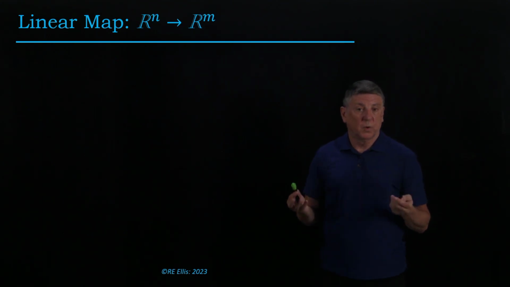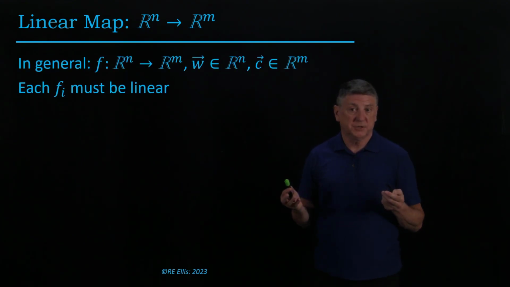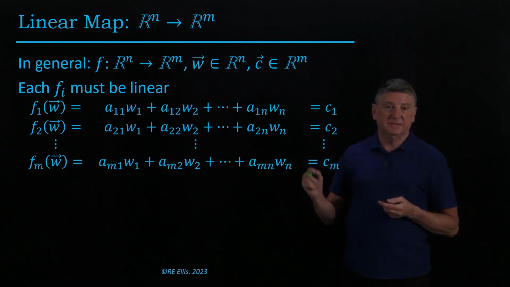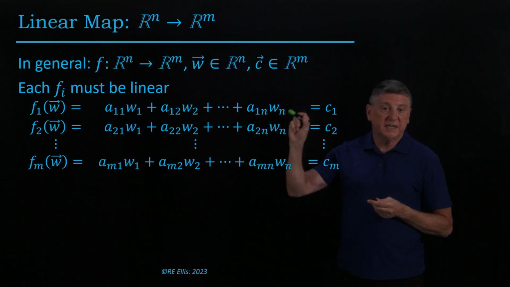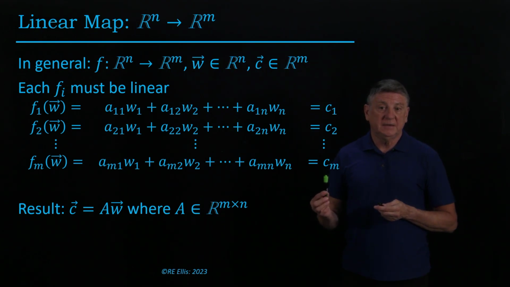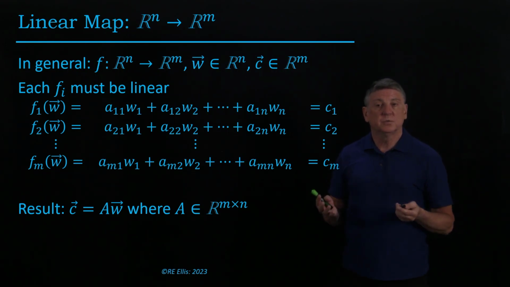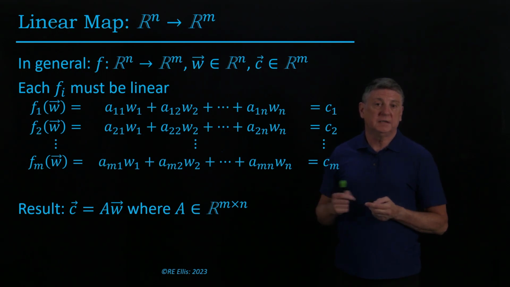Now, what happens when we have larger spaces? Well, the same situation obtains: if c has m entries, then we have m of these functions. Each one of these functions has to be linear, and the result is that this result c is a product of a matrix A and the vector argument w. So this is what it means. A linear map or linear form can be represented by a matrix.